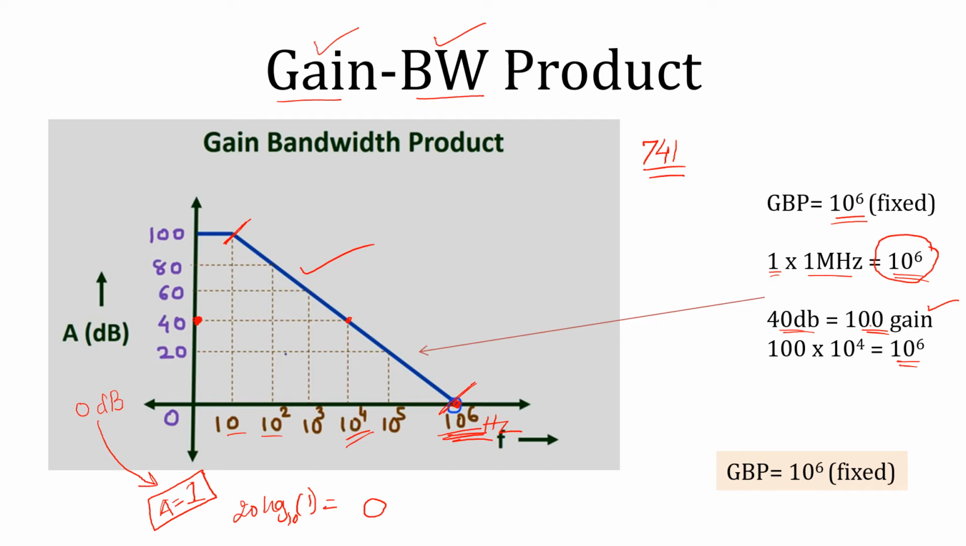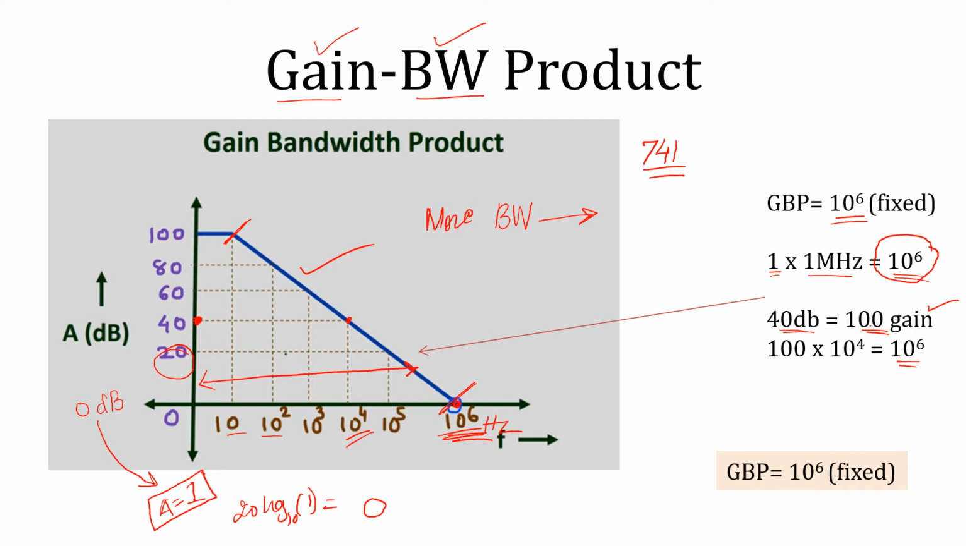This straight line actually shows the gain bandwidth product. So now come to the conclusion. If you need more bandwidth, you can note this down: you have to compromise with the gain. Yes, if you need more bandwidth, like at this region, the gain will be less.